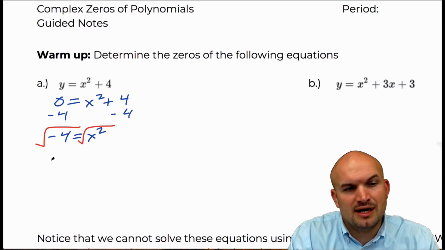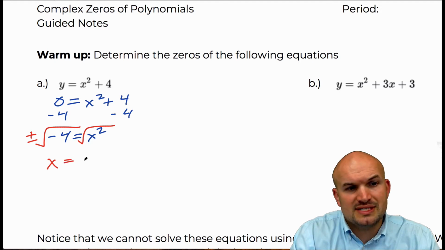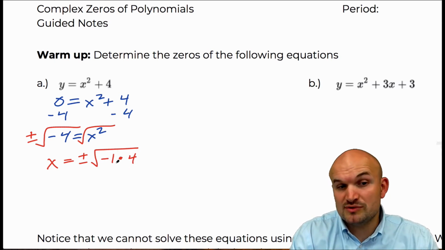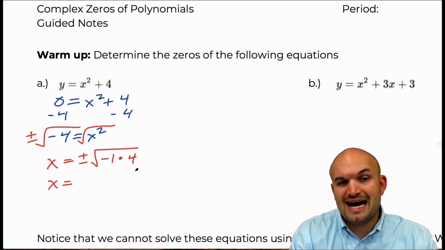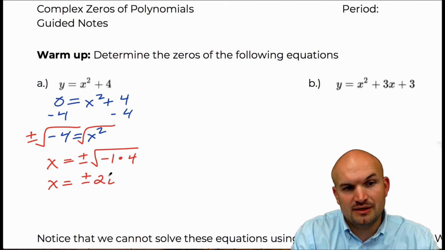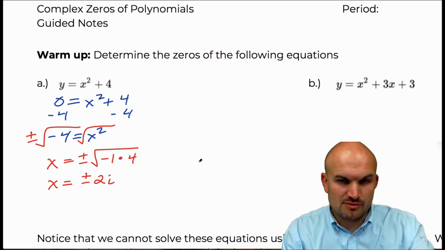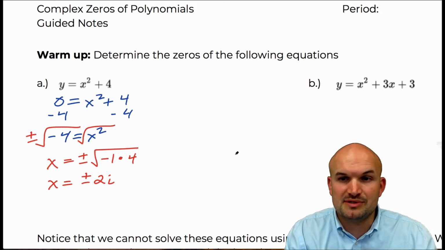So just remember, we can reduce the negative, treating this as a -1. First of all, we've got to make sure we include the plus or minus. So we say x equals plus or minus the square root of... I can break this out into -1 times 4. I can take the square root of -1, which is what we call our imaginary unit, i. And then I can take the square root of 4, which is 2. So I end up with an answer of 2i. Again, we'll get into more of that throughout the lesson, but I want to see what you can remember from complex numbers.